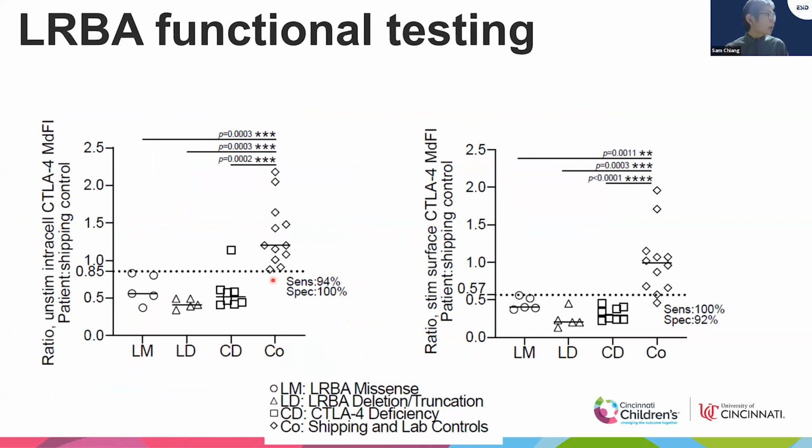So these are adult controls. This is the ratio of the intracellular CTLA4 when comparing patient to shipping controls. MFI, CTLA4 in the cell. And you can see we can draw a very nice line throughout here with this kind of accuracy. The same thing for the CTLA4 on the surface of the cell. So they both work, in the cell as well as surface expression of CTLA4.